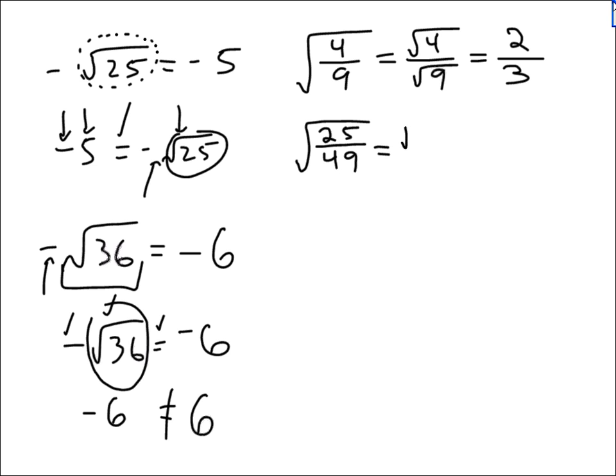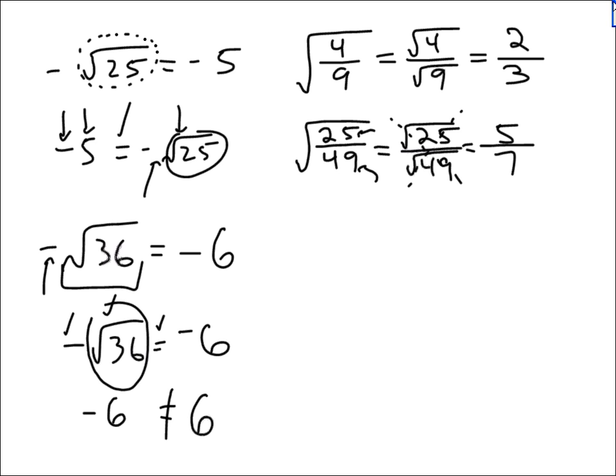Whether you write what I'm writing right now or not, you should think: the square root of 25 is that number, divided by the square root of 49 is that number. So you may or may not want to write that, but you have to think it in your head. What's the square root of 25? What's the square root of 49?